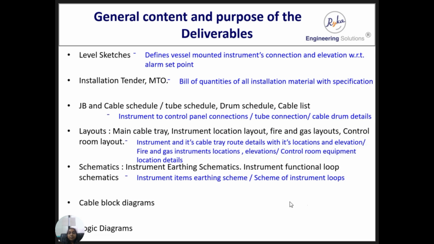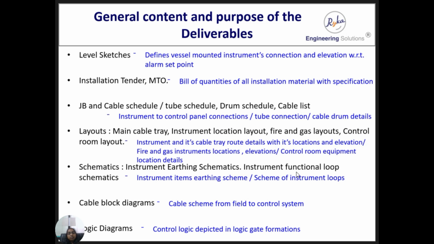Then come cable block diagrams. This is the cable scheme from field to control system. When there is a scope split between two organizations, two companies or two contractors, it indicates the cable exchange or cable interface between these two scopes. Logic diagrams are control logic depicted in logic gate formation.